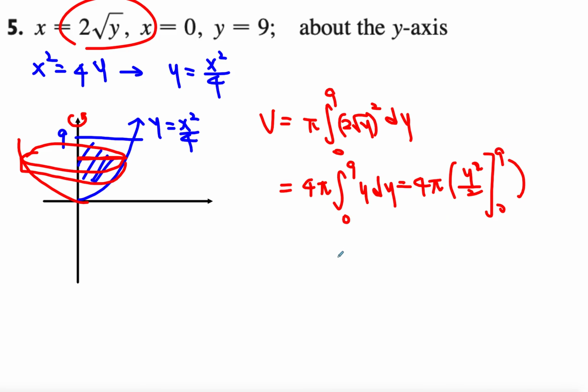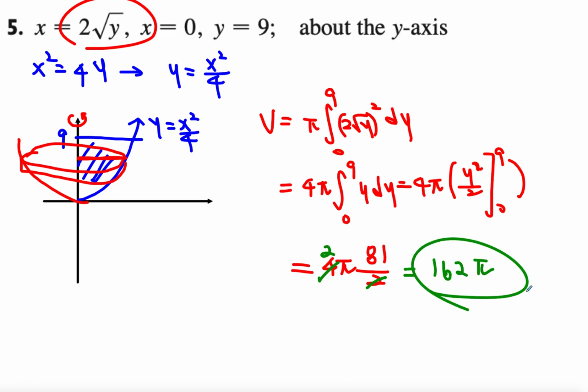So what we end up getting is 4 pi times 81 over 2. Here you can see that 2 cancels out with 4, becomes 2. So our final answer becomes 162 pi. That becomes our final volume.